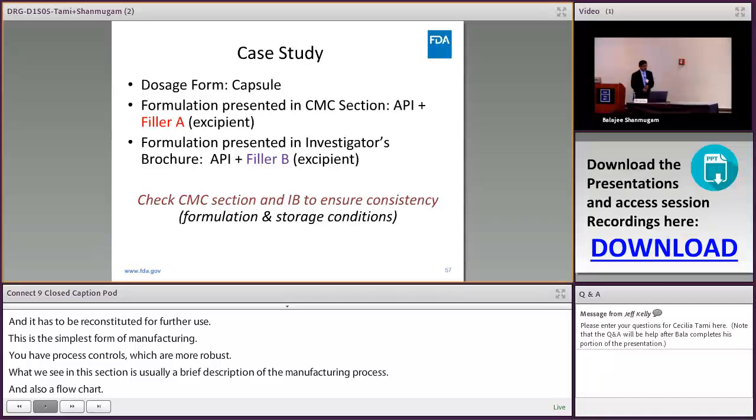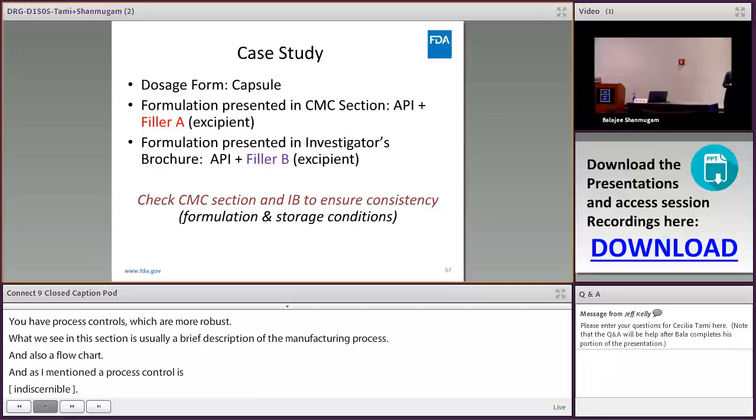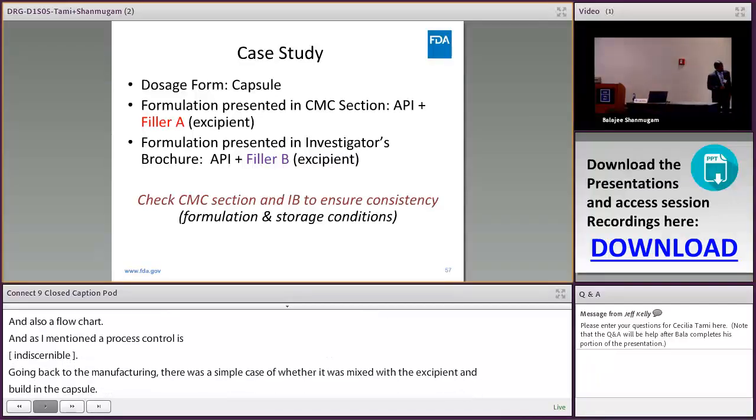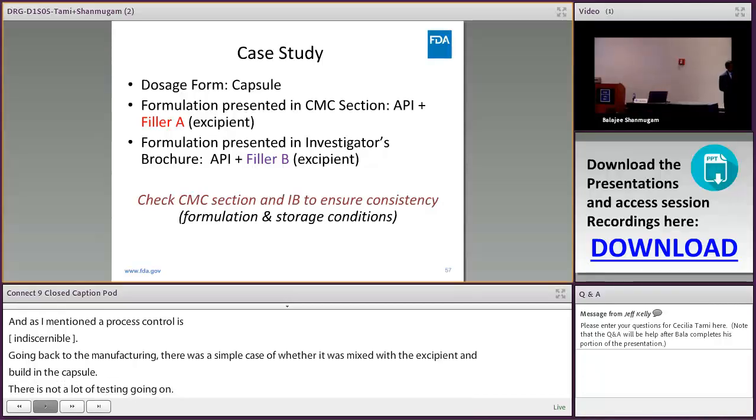Okay, so going back to the manufacturing, there was a very simple case where the API was mixed with an excipient and then filled into the capsules, and then you would test for assay, microbial limits, and those sorts of things. There's not a whole lot of testing going on there. It's very simple. Now, in this case, there was a capsule which was filled with an API and a filler A, as an example, as an excipient.